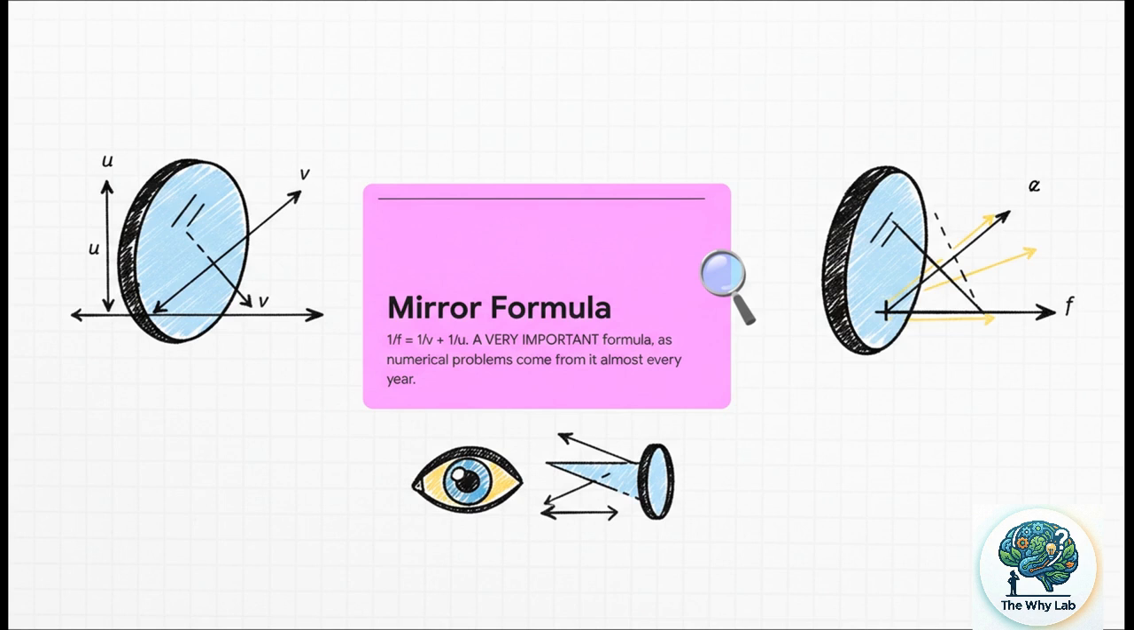Now, let's put it to work. Imagine this problem. We place an object 30 centimeters in front of a concave mirror that has a focal length of 15 centimeters. Our goal is to find V. But before we even touch the numbers, we have to get our signs right.